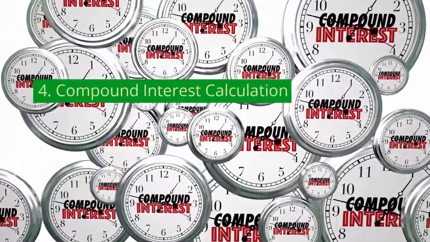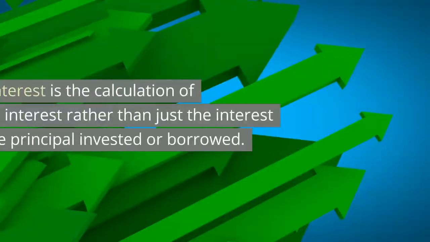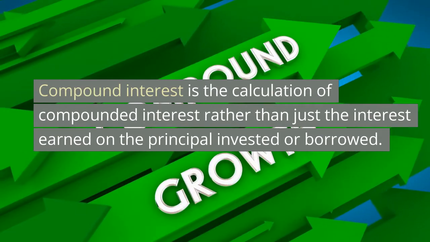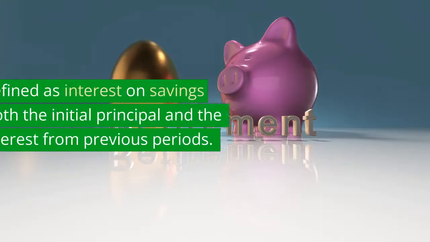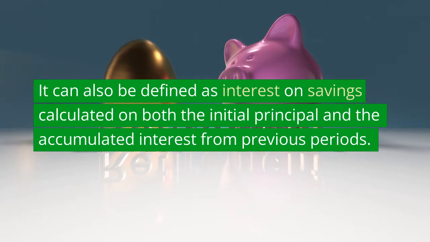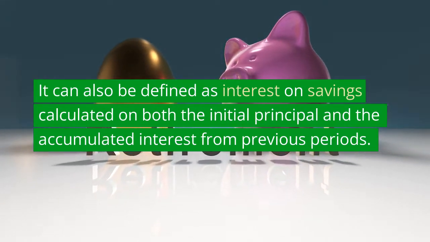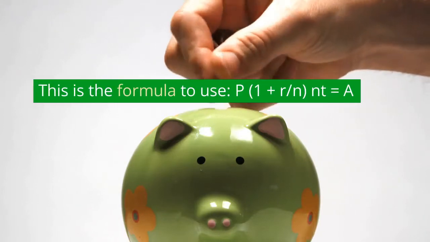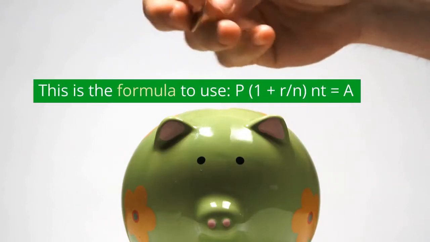4. Compound interest calculation. Compound interest is the calculation of compounded interest rather than just the interest earned on the principal invested or borrowed. It can also be defined as interest on savings calculated on both the initial principal and the accumulated interest from previous periods. This is the formula to use. P times (1 plus R over N) to the power of N times T equals A.